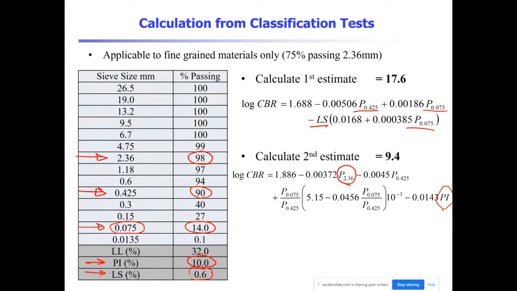So in order to determine the design CBR based on the classification test, you can use this weighted average method. So it is 3 times CBR minimum plus CBR maximum, divided by 4. You can simply calculate, and the design CBR based on classification test is 11.5.